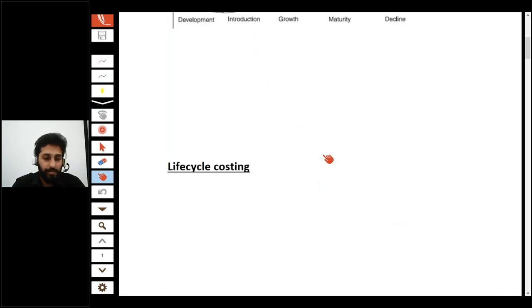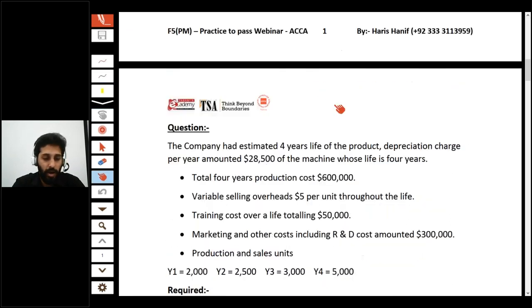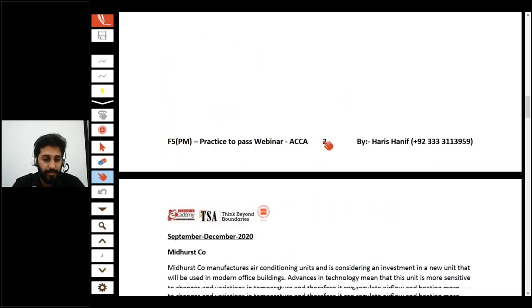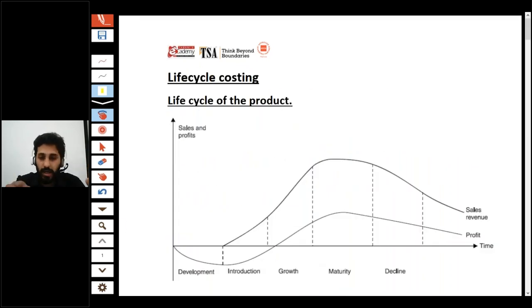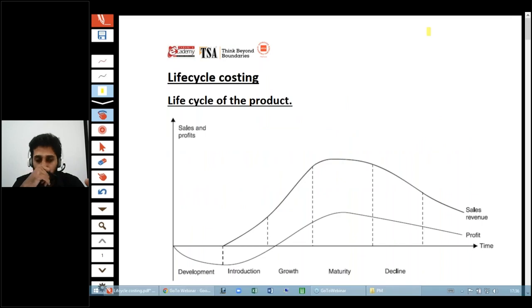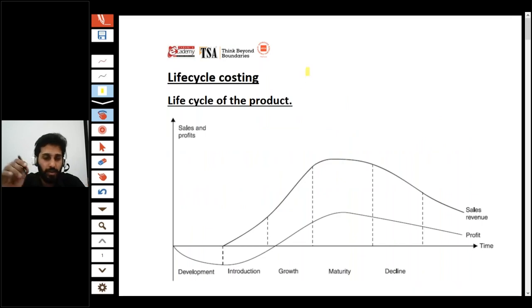This is the graph, a question, and the September December 2020 case OTQ. I would love to show this first, so that you should know what you are actually doing. So let's move ahead for the understanding of the topic, life cycle costing.